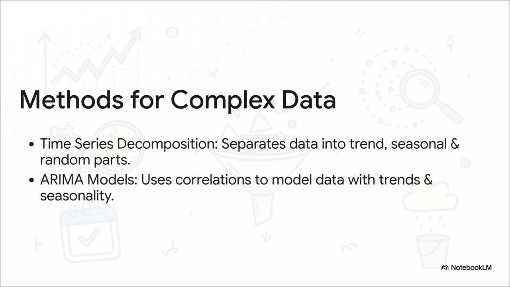Decomposition is kind of like taking a car engine apart. It literally breaks your data down into its three core pieces: the trend, the seasonal pattern, and all the random noise that's left over. ARIMA is a more mathematical approach that builds a sophisticated forecasting model by looking at how past data points are related to each other.